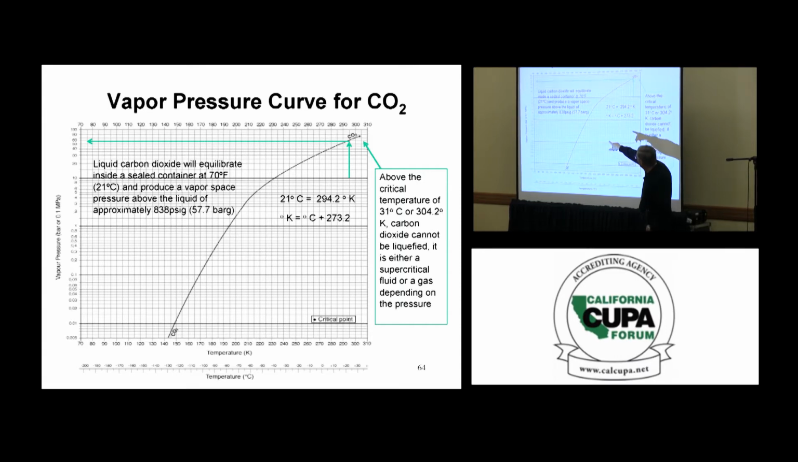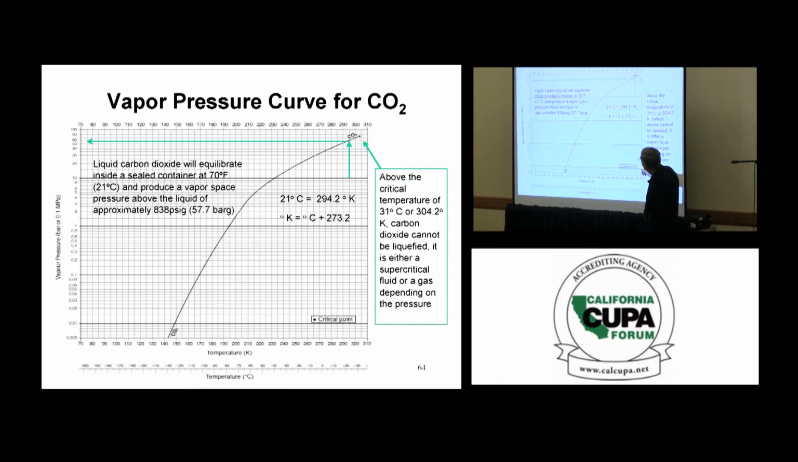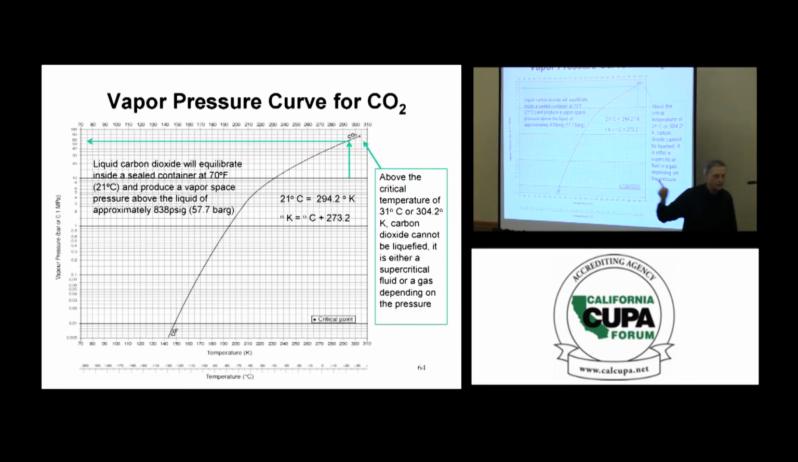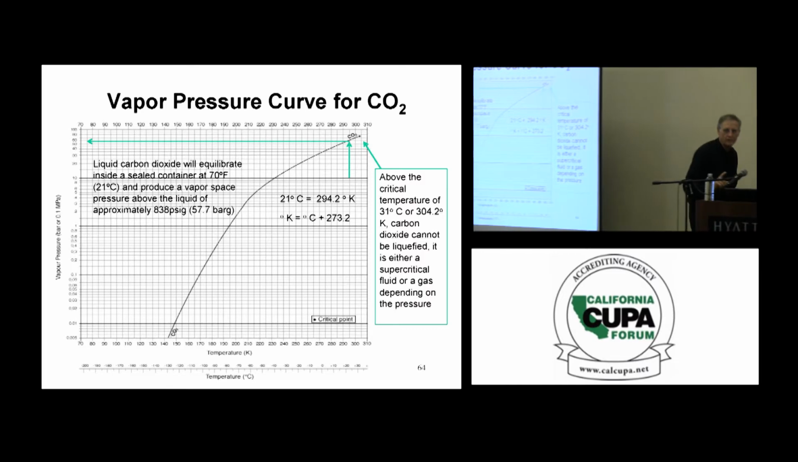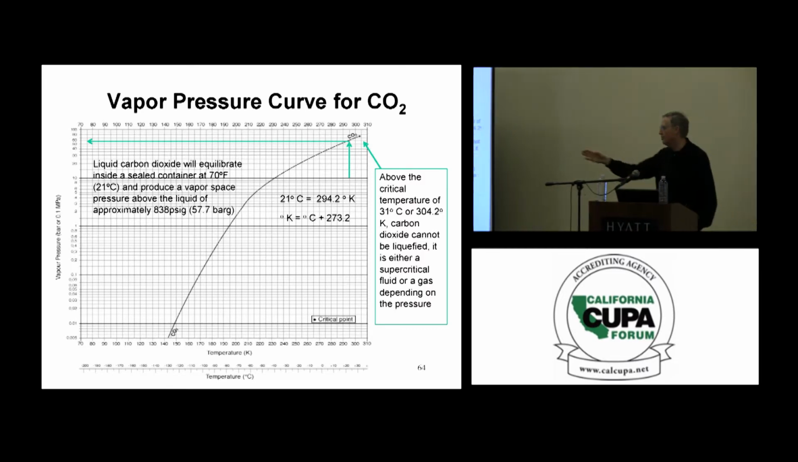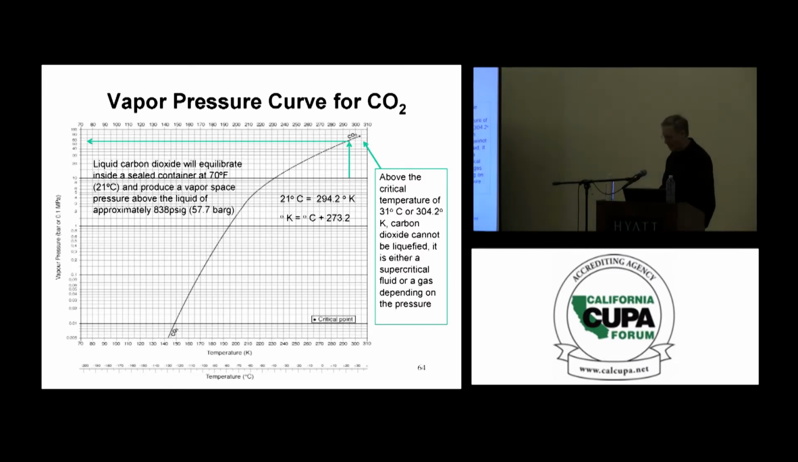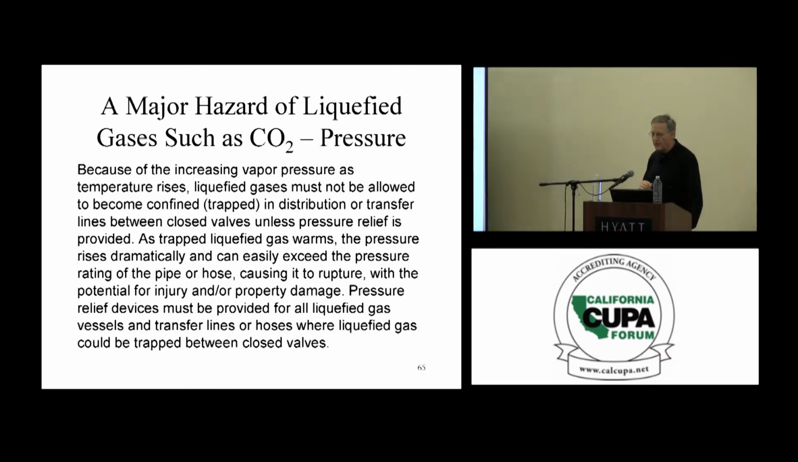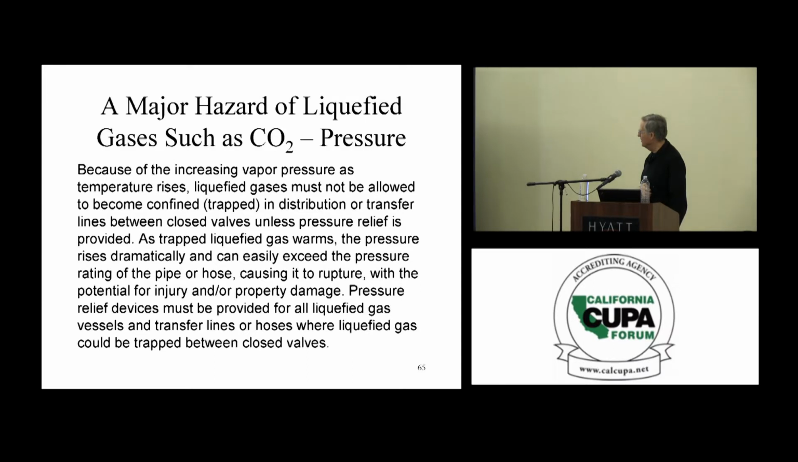Now, at 70 degrees Fahrenheit, I said it was close to 1,000, it's 838 psi. So if I know that the temperature inside that sealed container is 70 degrees F, then I know what the pressure is. And this is important now in your question. So this is how it relates to major hazard liquefied gases.